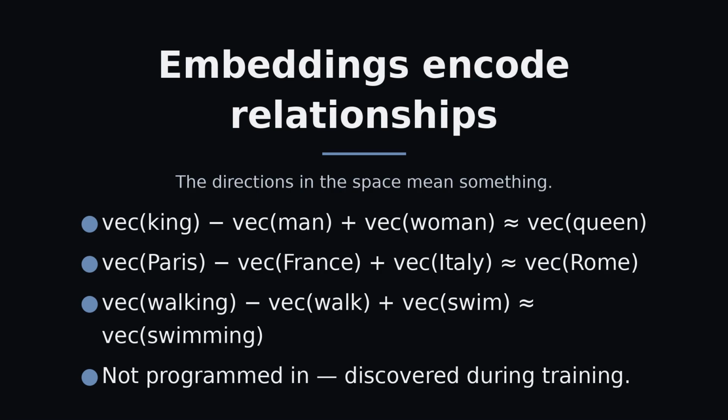The space doesn't just know which words are similar. It's learned that certain directions in the space represent consistent relationships. A gender direction, a capital of country direction, a verb tense direction. Nobody programmed those axes. They emerged because the model trained on billions of sentences where those relationships hold. Meaning in this space became math.